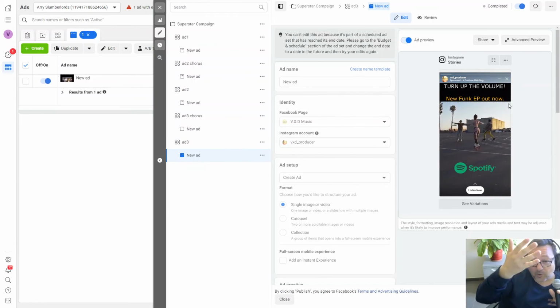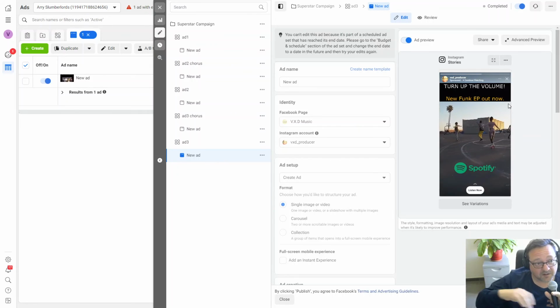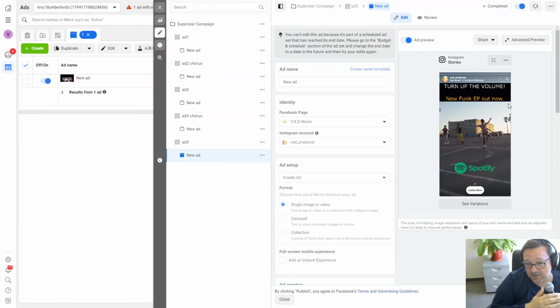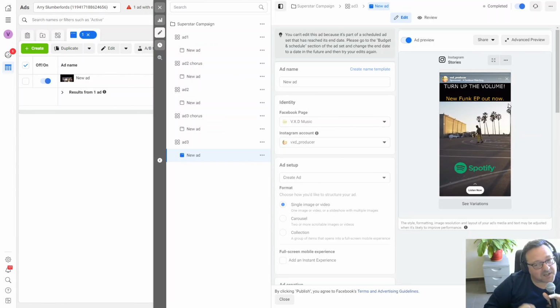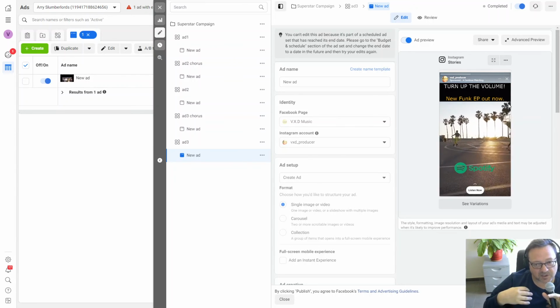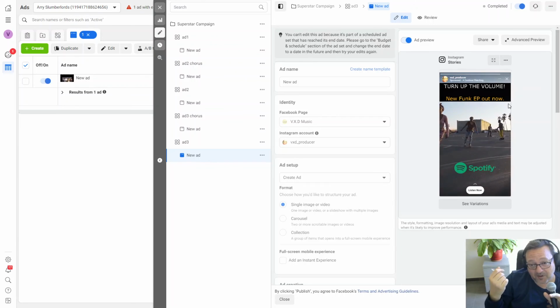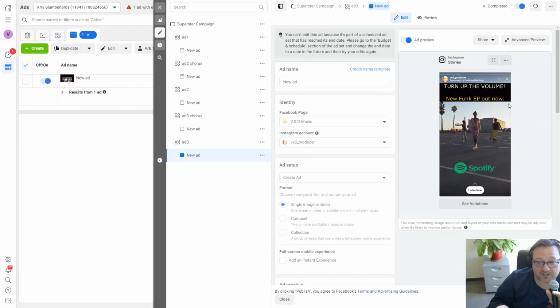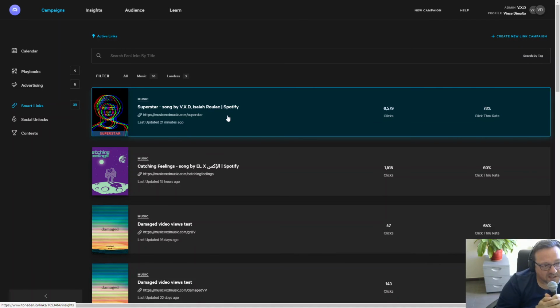But as I said, they all competed against each other, and ad number 2 with the Soul Train piece won, and I just went with that. I'm going to go with that for an indefinite period of time until my conversion cost goes up too high. So if it's 5 cents, 6 cents, which is what it is now, I'm going to keep it. The other thing you'll notice is the landing page has a 78% click-through rate, which is very good.